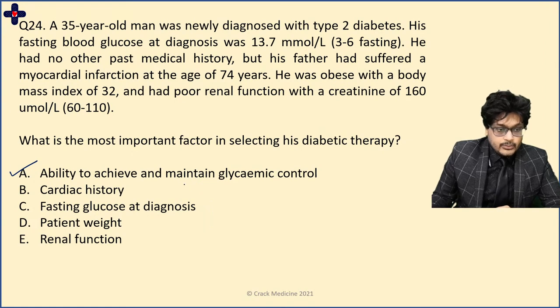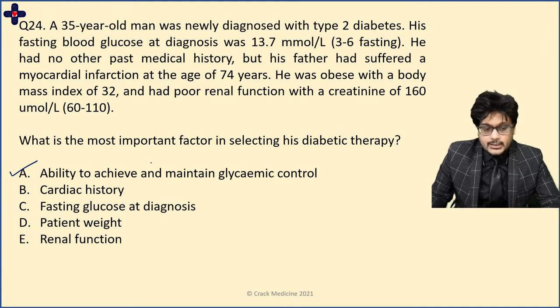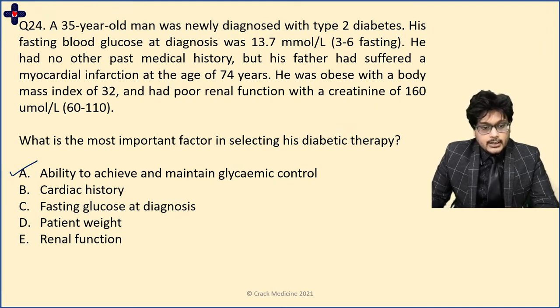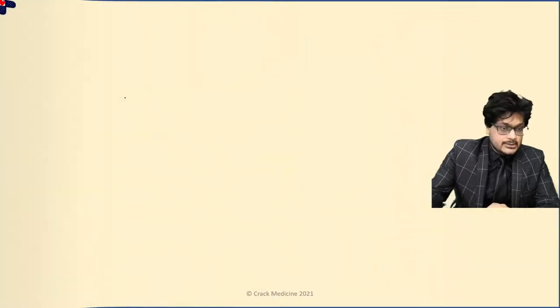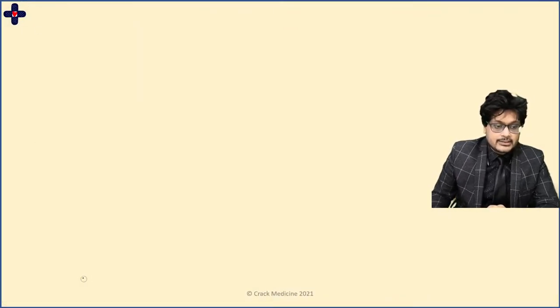When you tightly control the glycemic levels, you basically prevent the cardiovascular and the renal complications that are going to happen. Patient weight is also important, and fasting glucose at diagnosis is okay, but this is not so relevant over here. But this statement will encompass this one, and this one. That is why you should choose a broader statement always. Lifestyle modification will also be a factor, and so tight glycemic control is what will actually help this patient. Creatinine at this level is really high for a BMI of more than 30, so you have to maintain this because you have to prevent both microvascular as well as macrovascular complications.